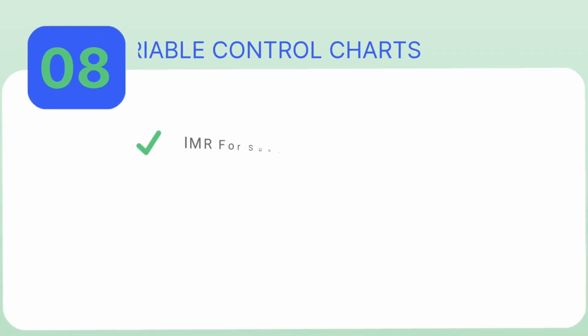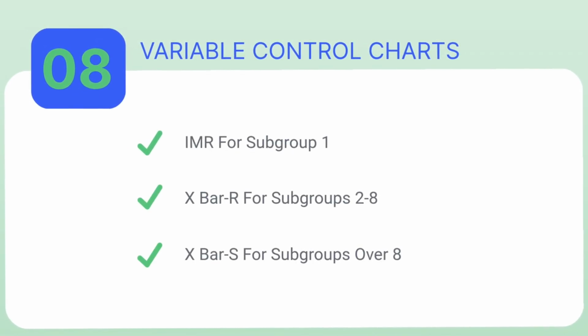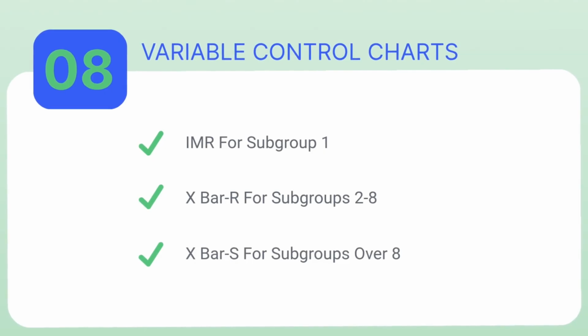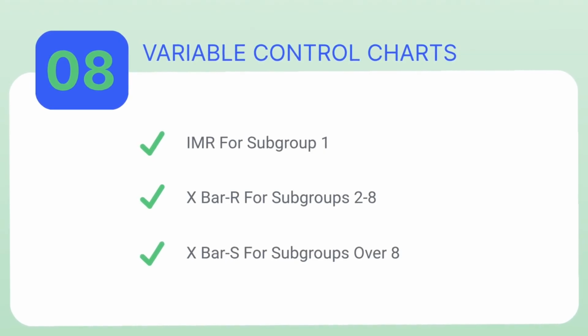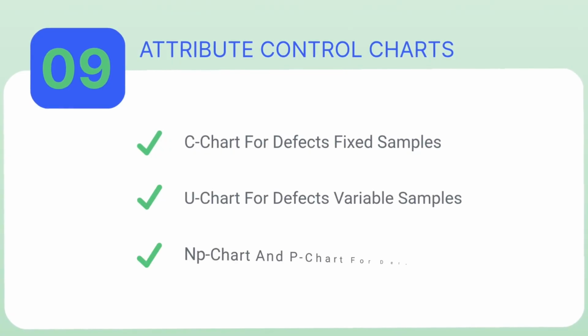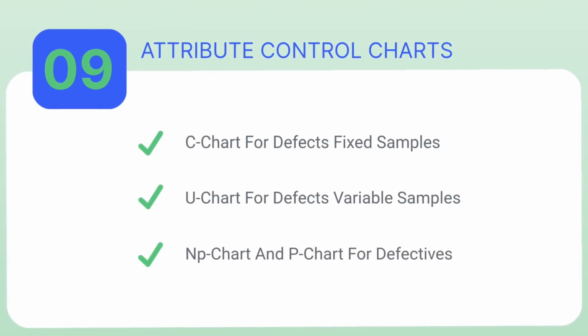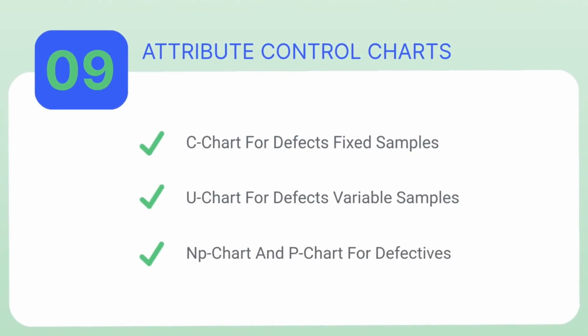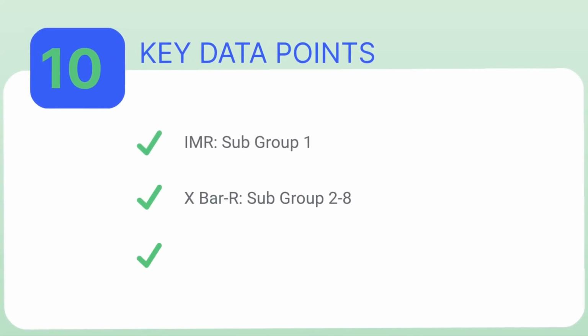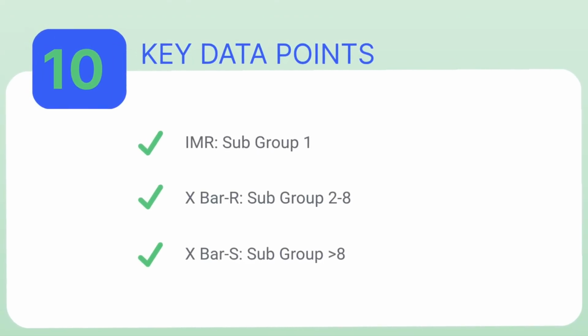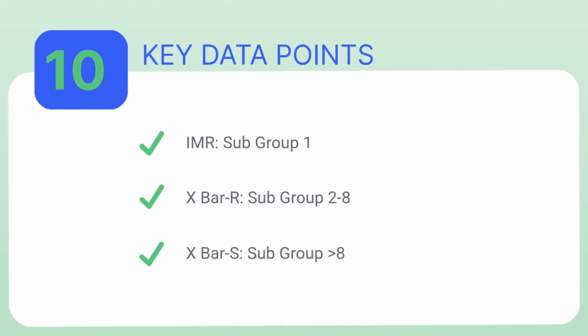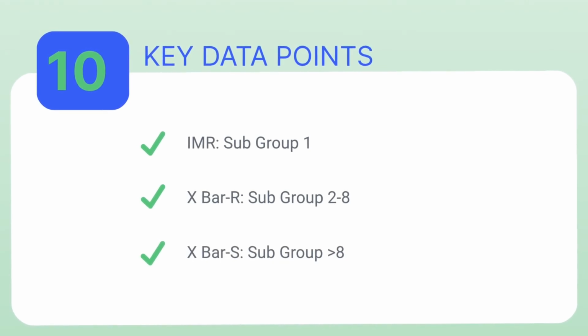Variable control charts include IMR for single subgroups, X-bar R for subgroups of 2 to 8, and X-bar S for over 8. Attribute control charts track defects or defectives using fixed or variable sample sizes with charts like C-chart and U-chart. Key variable control charts include IMR for subgroup 1, X-bar R for subgroups 2 to 8, and X-bar S for groups larger than 8.